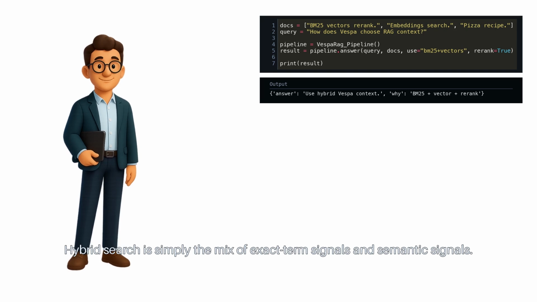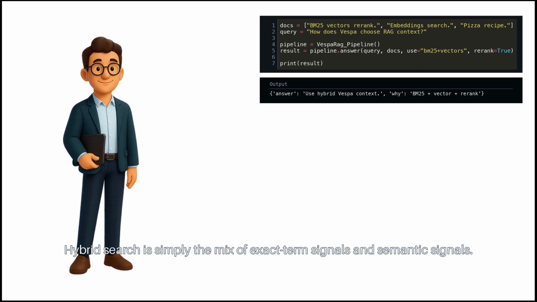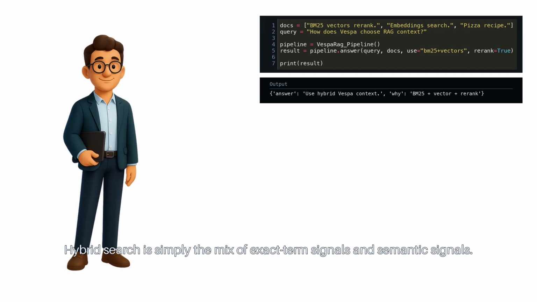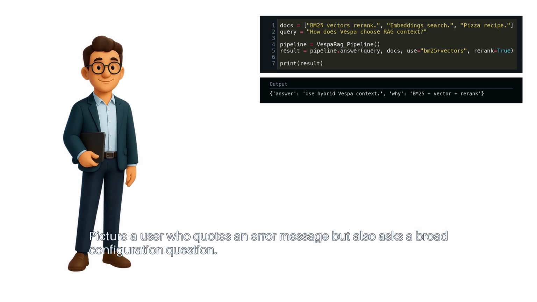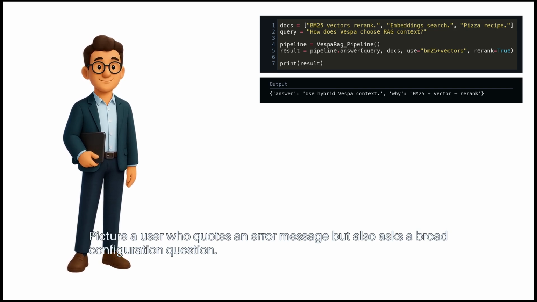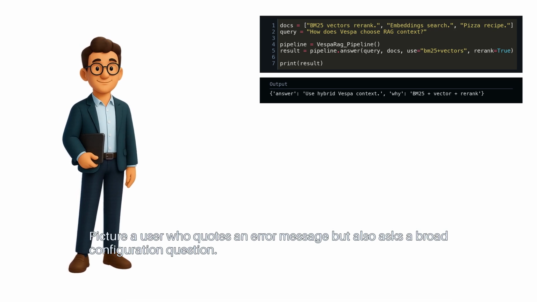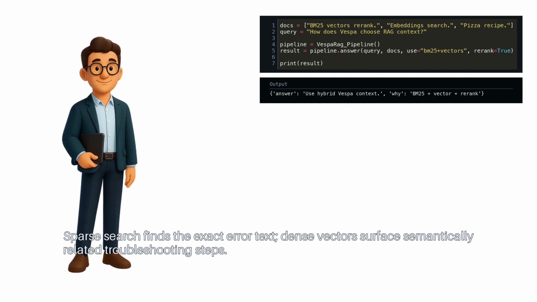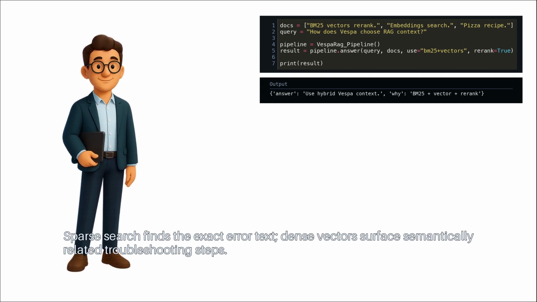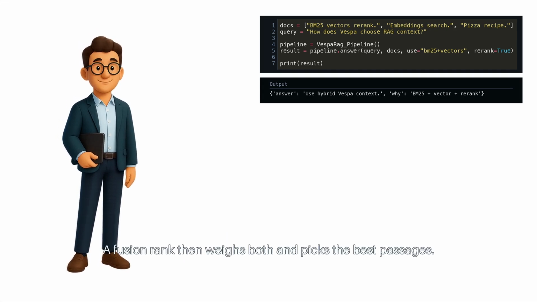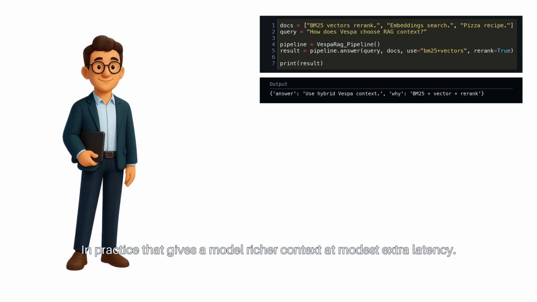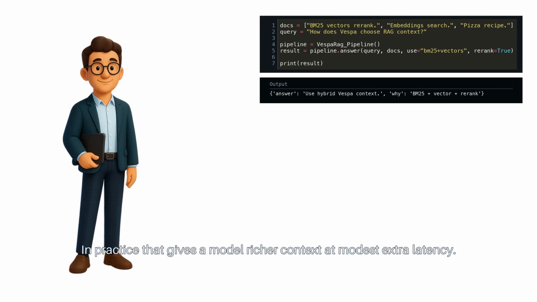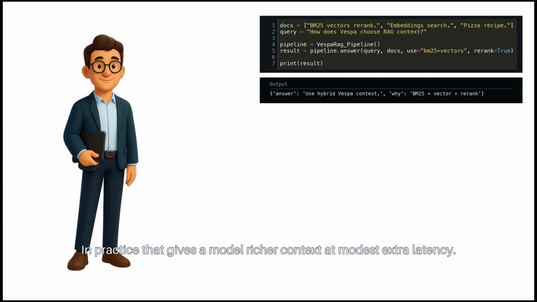Hybrid search is simply the mix of exact term signals and semantic signals. Picture a user who quotes an error message, but also asks a broad configuration question. Sparse search finds the exact error text. Dense vectors surface semantically related troubleshooting steps. A fusion rank then weighs both and picks the best passages. In practice, that gives a model richer context at modest extra latency.